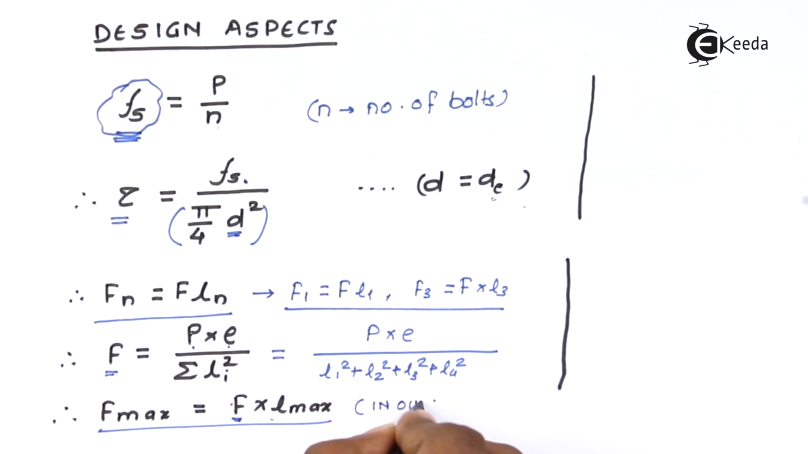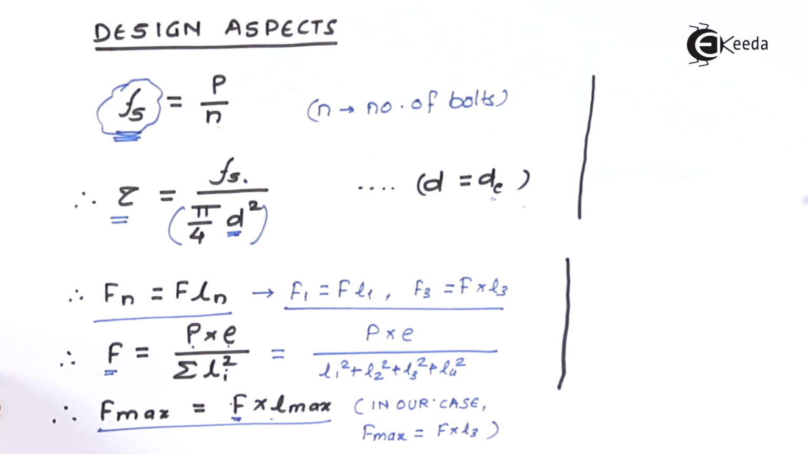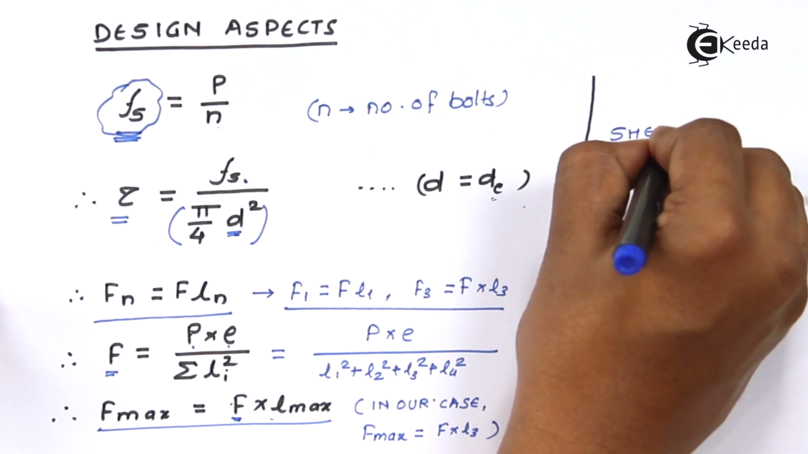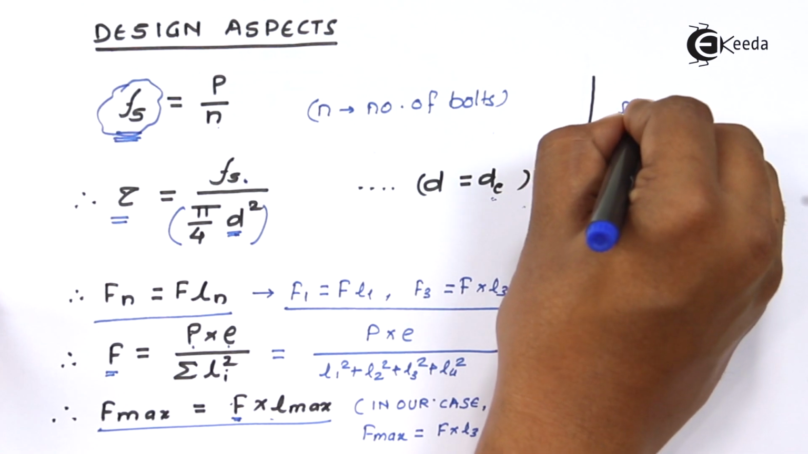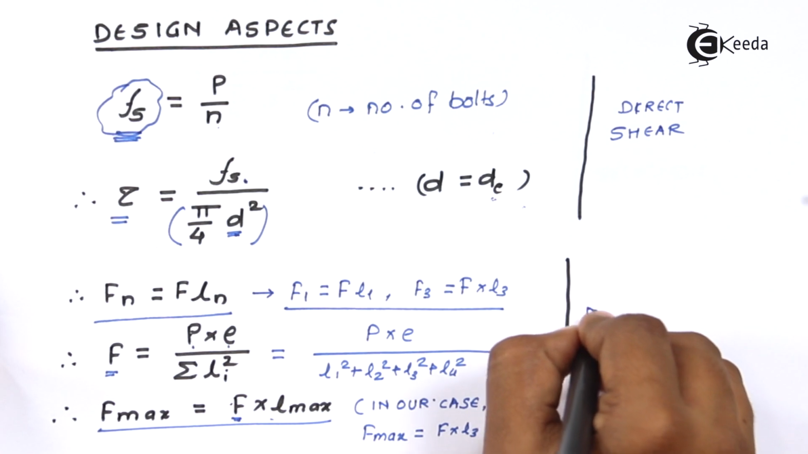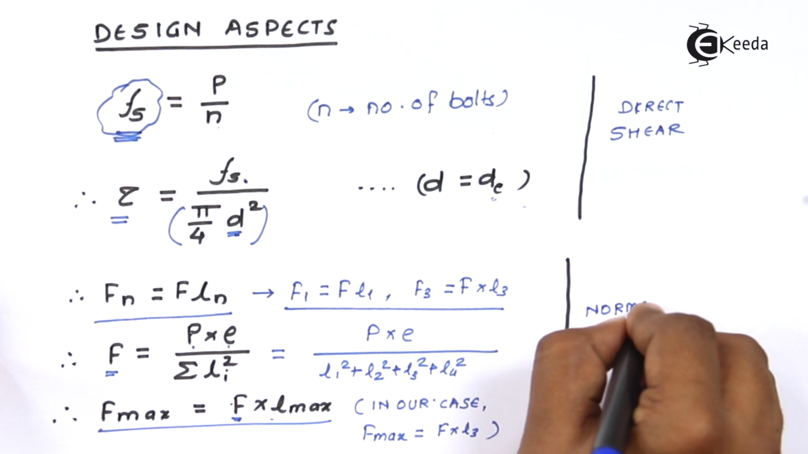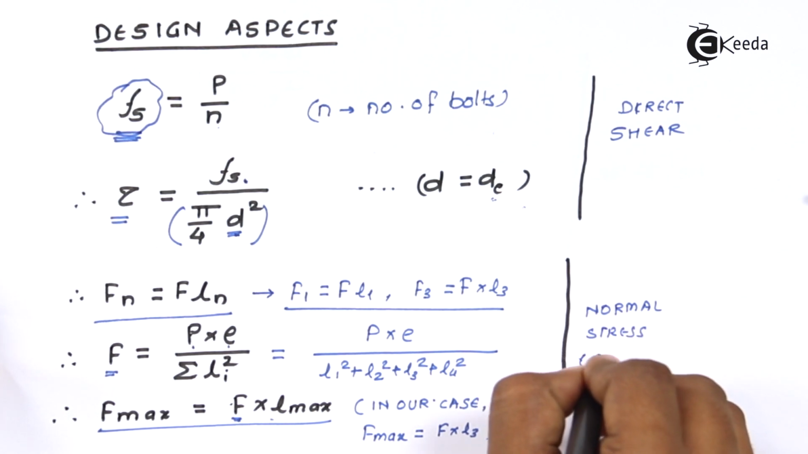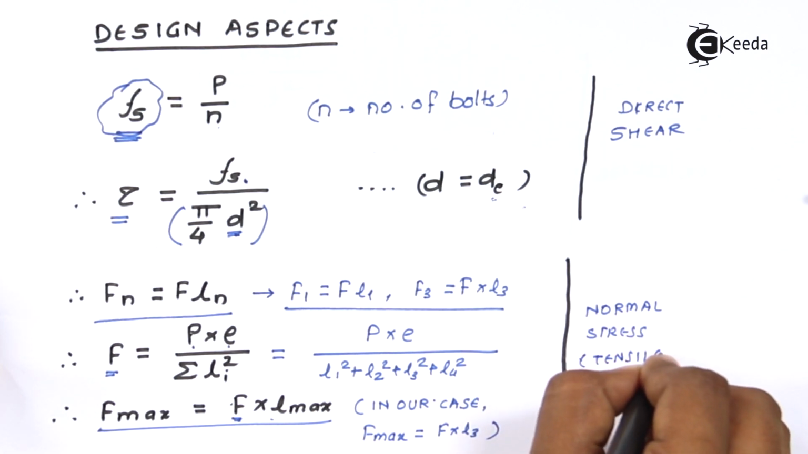So in our case, F max is equal to F into L3 or L4. Now, this particular aspect takes care of direct shear, and this thing takes care of normal stress, which in our case is tensile.